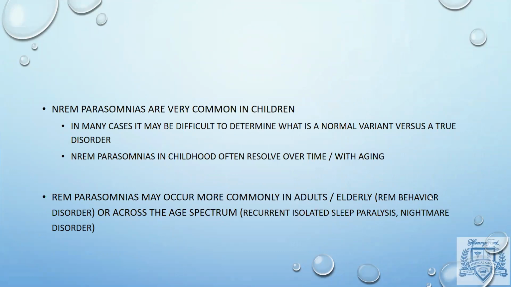So non-REM parasomnias are more common in children and young adults. It's very rare that they occur in the elderly unless they are on specific medications or have an underlying sleep disorder. REM parasomnias occur more commonly in adults and the elderly. There are three different kinds of REM parasomnias. One is REM behavioral disorder, and then isolated sleep paralysis and nightmare disorder.